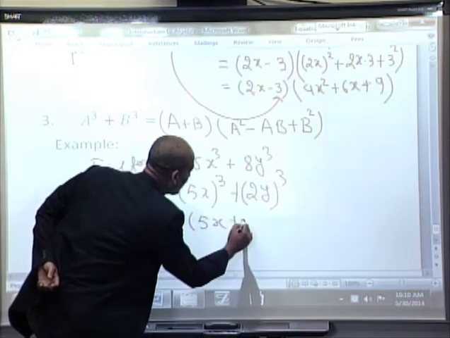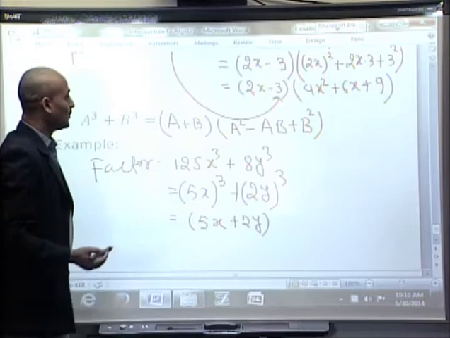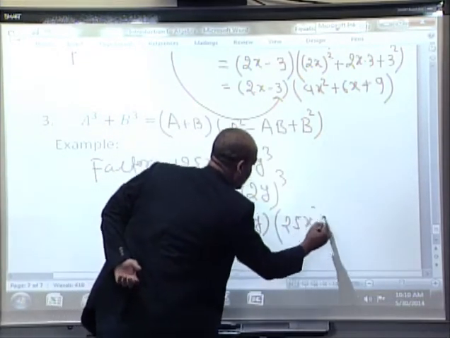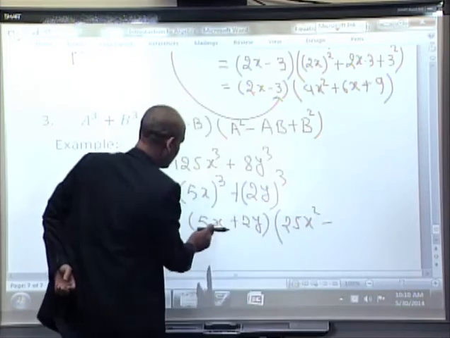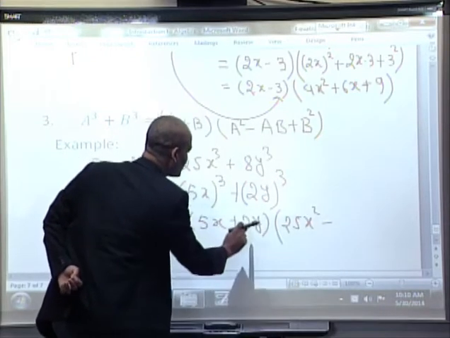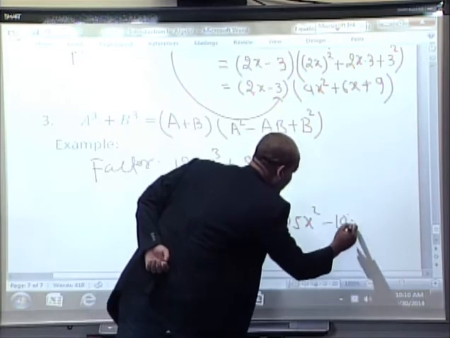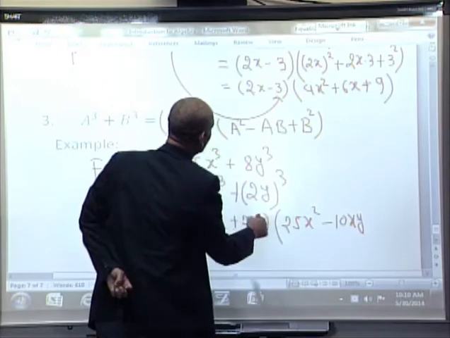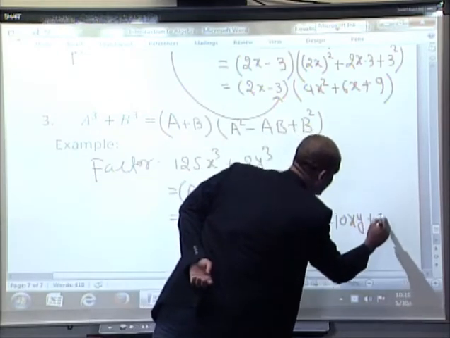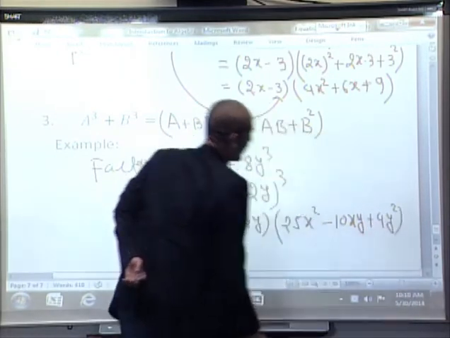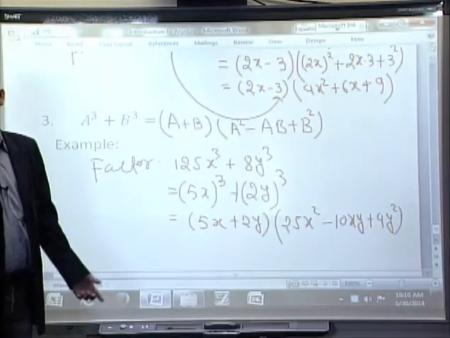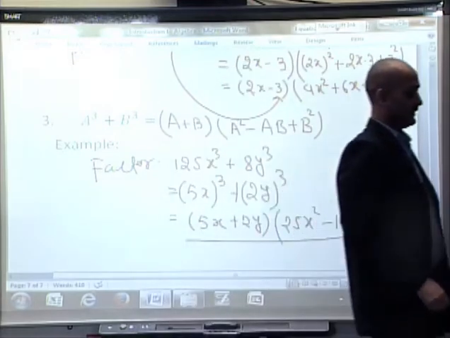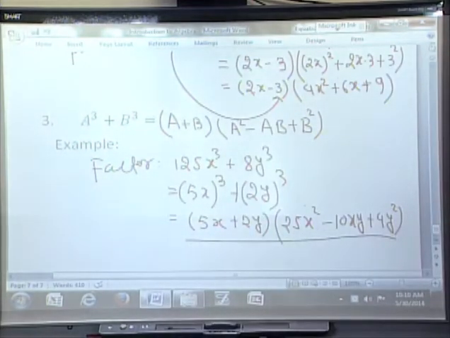So a plus b is 5x plus 2y, times the square of 5x, which is 25x squared, minus 5x times 2y, 5 times 2 is 10, so 10xy, plus the square of b, which is 2y, and 2y squared is 4y squared. So the factoring is done.